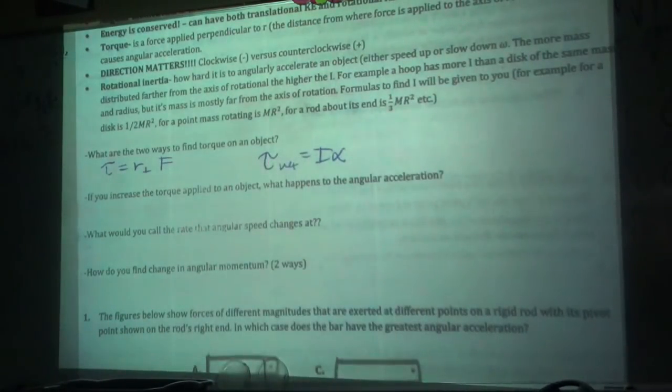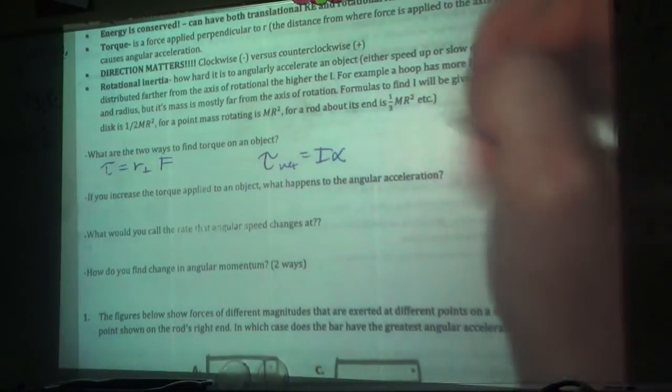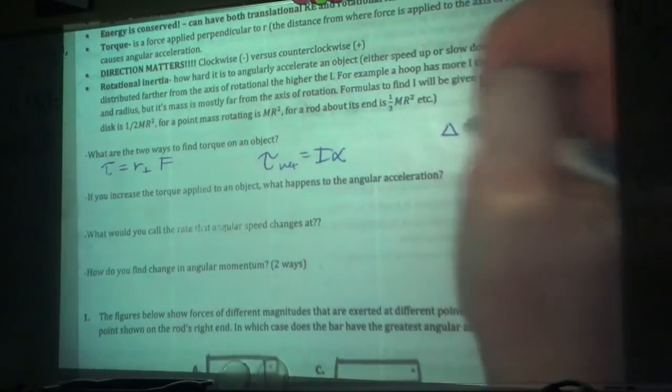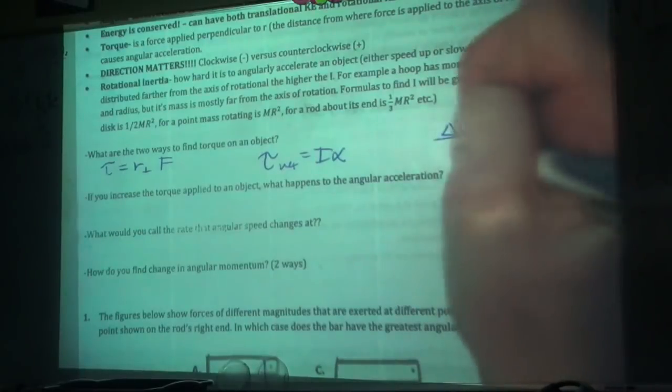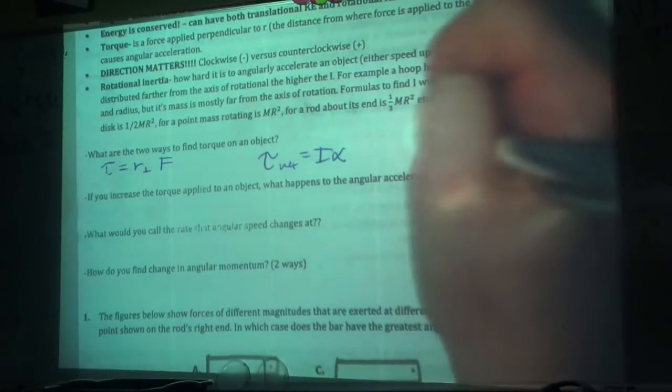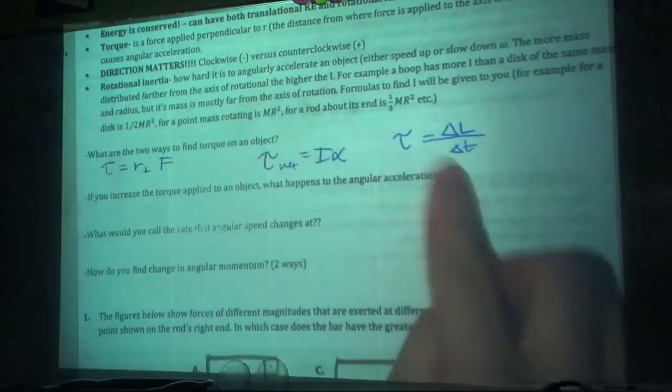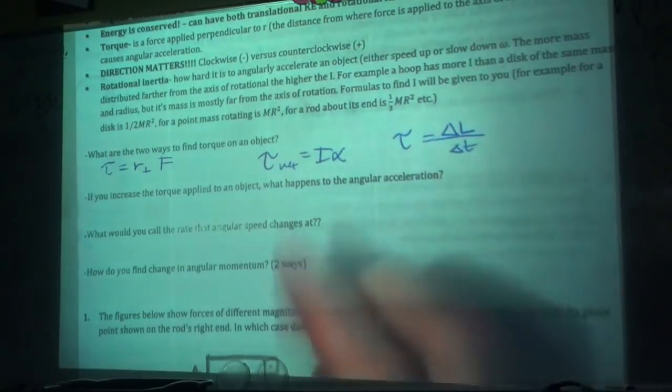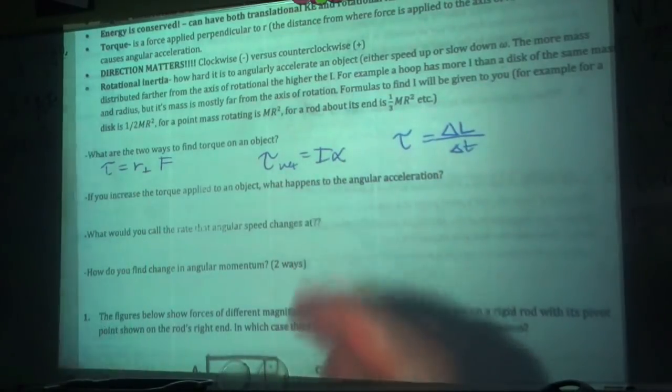And then I didn't think about this one at first, but then I did later: you also can use a change in angular momentum over time. That will also get you your torque. That's just rearranging delta L as torque times the amount of time. These are probably the most common ones though.